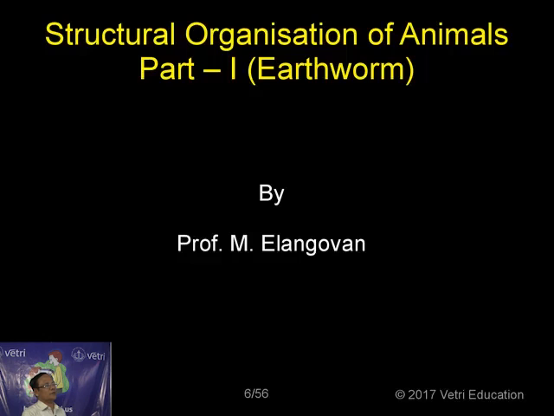In our syllabus, given are earthworm, cockroach and frog. So you have to study the structural organization of the entire organism. Now let's start with the first one, the structural organization of earthworm. So far we studied only the tissues. The second part of the structural organization of animals is the type study: earthworm, cockroach and frog. Now let's start with this one.